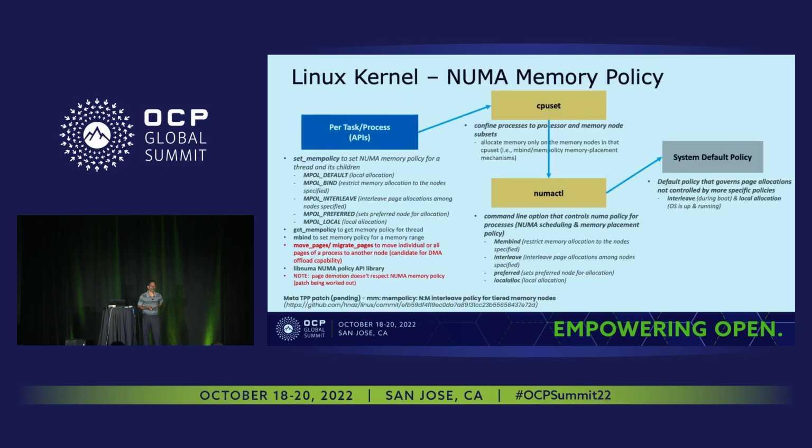Linux kernel has the NUMA memory policy. So there is programmatic control. I won't go into the details. You can use the APIs to control the memory policies, and you can bind a specific piece of memory and say this is what it's going to be. Or you can do admin-based control through cpuset as well as NUMA control. And if none of those things are in place, then it does the default policy, which is executing local to the node.